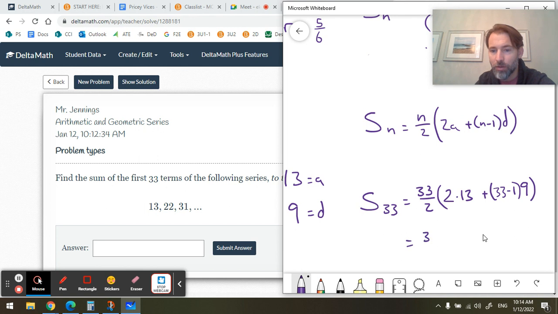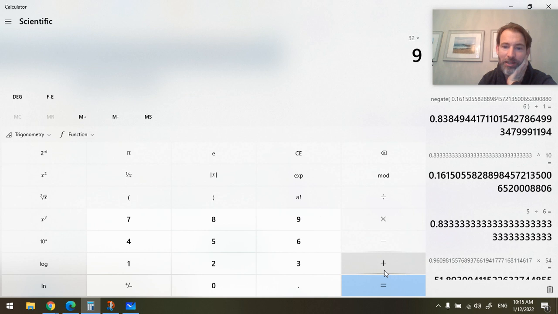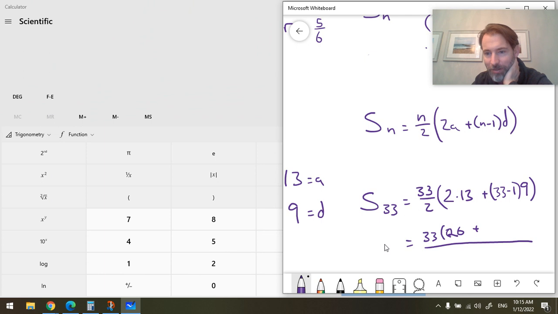This is equal to 33 multiplied by 2 times 13 is 26. There are fancy ways to factor this right now, but I don't want to do that. 26 is 2 times 13, plus 32 times 9. 32 times 10 would be 320. So I just need to subtract a 32 from 320, and then I will get, is that 288? I think it's 288. Let's see. 32 times 9 equals 288. There we go. So this is 26 plus 288.